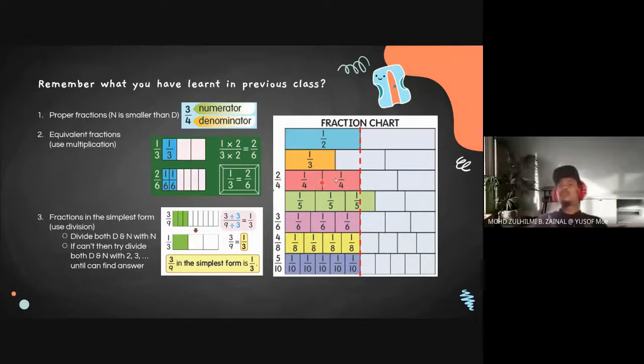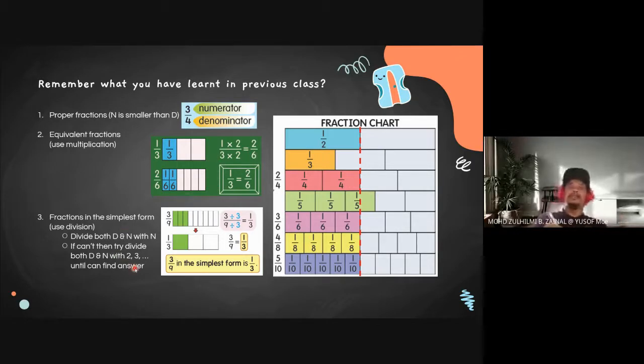Ada 2/4 ni, yang pink color ni 2/4, then it makes 1/2 equivalent to 2/4. So darab 2 kamu akan dapat 2/4. Kalau darab 3, 3/6. Darab 4, 4/8. Darab 5, multiple 5, 5/10. That's all for equivalent fraction. Easy, very easy.